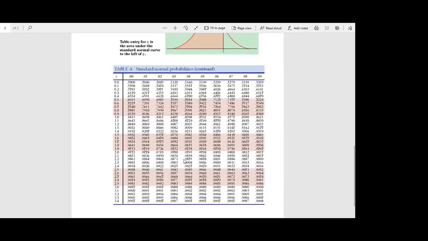So remember that we have two tables, we have the negative and the positive table. So for 1.34, you look along your y-axis first for your 1.3, and then you look along your x-axis for your 0.04, and we try to see where they meet. So 1.3 intersects 0.04 at 0.9009.